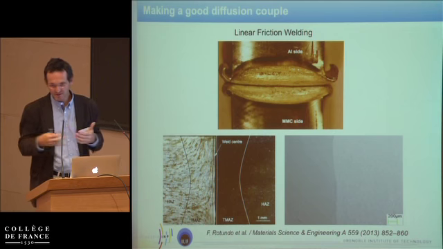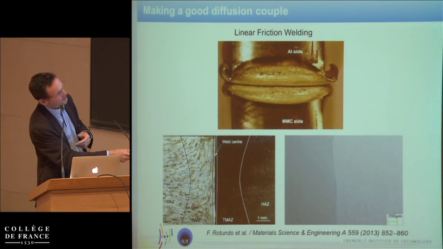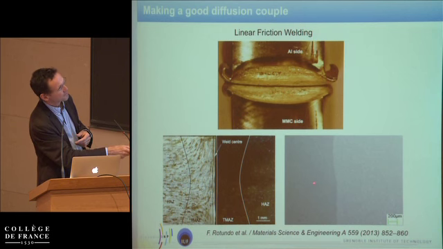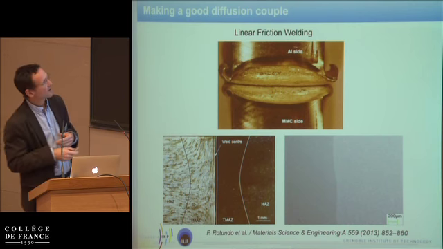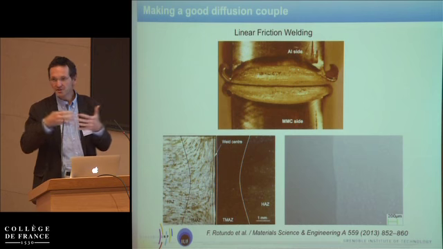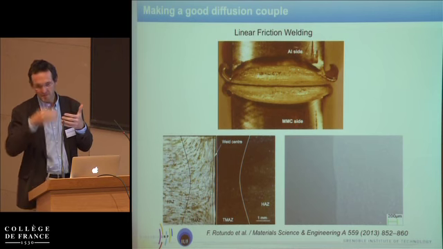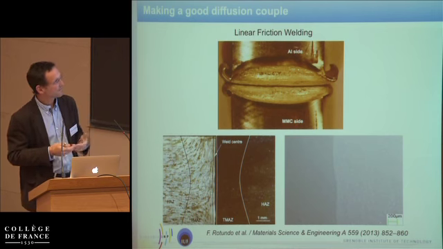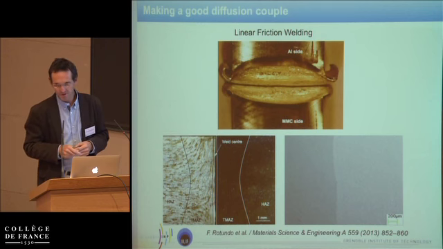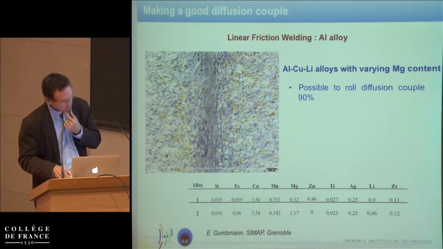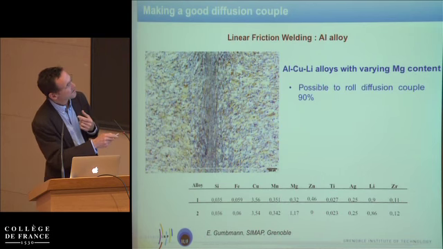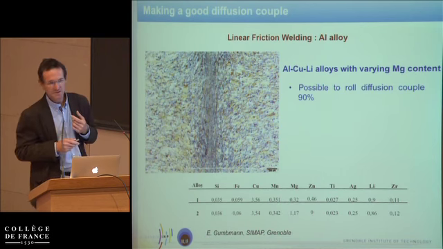You have no oxide left at the interface, and on either side you have two alloys of different compositions. Here it was an aluminium alloy and aluminium with a metallic matrix composite on the other side. So basically you have your two metals bonded with a metallic bond in between in the solid state, which is very good, I think, for studying diffusion couples. We've actually done that on some aluminum copper lithium alloys for aerospace applications.